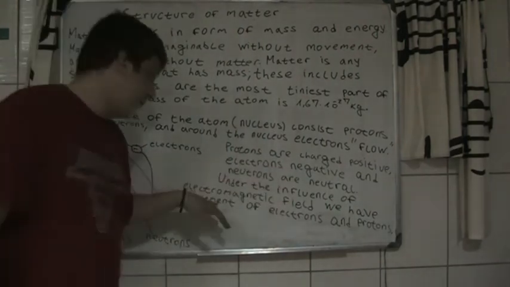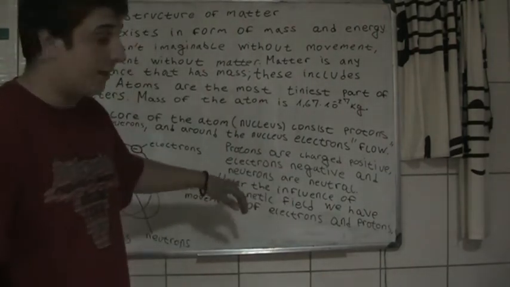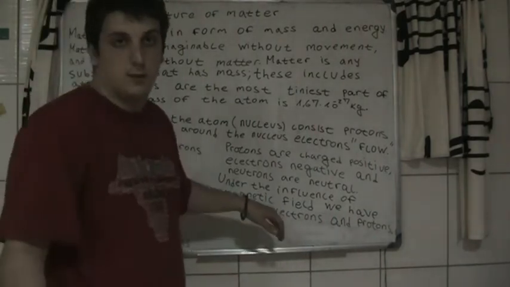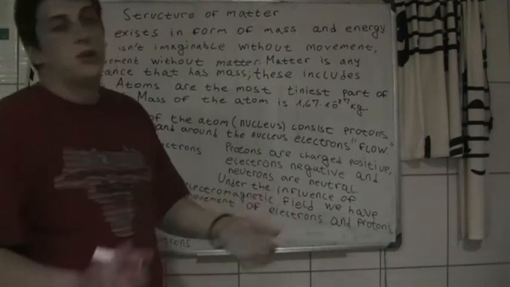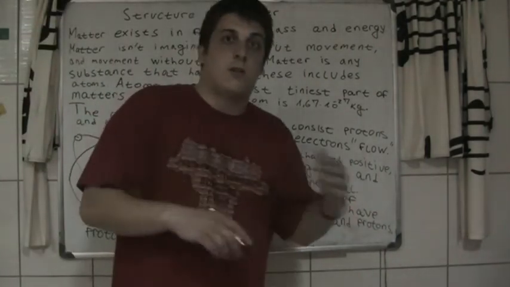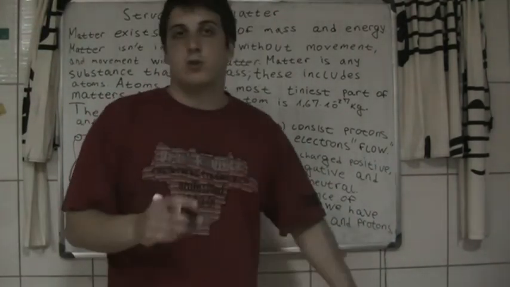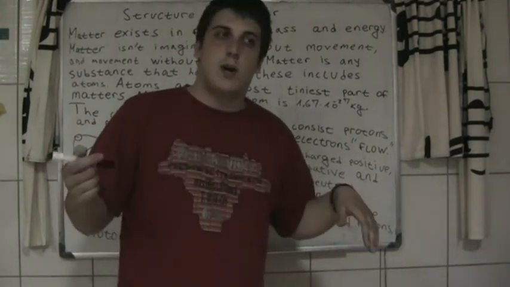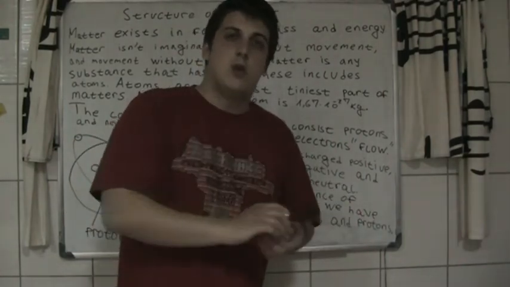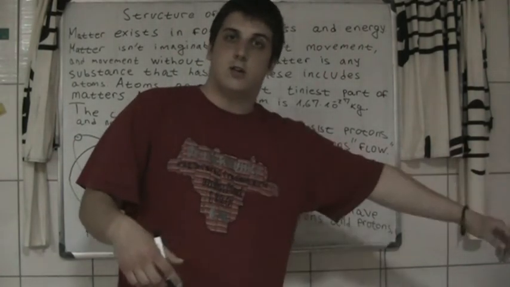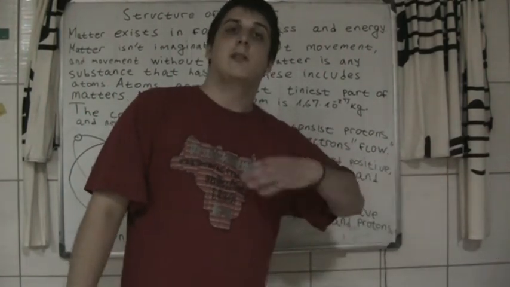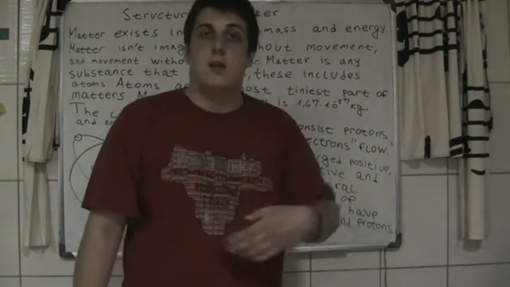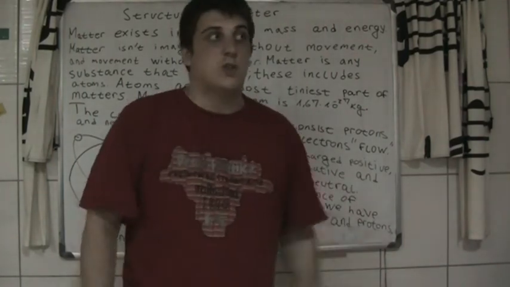Under the influence of an electromagnetic field, we'll learn what that is, we have movement of electrons and protons. So if you have an electric field around electrons and protons, you will have movement. So that's why when you have movement, you can have electrical energy. Electrons and protons will make electrical energy. You will see how that is made after you see my lectures.